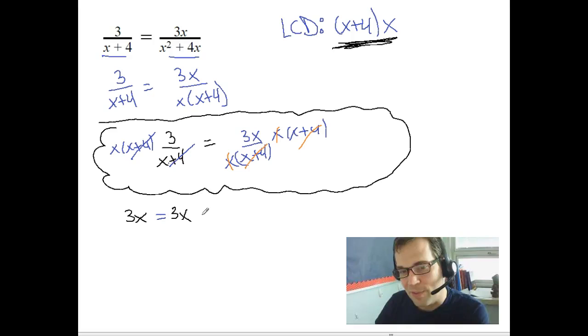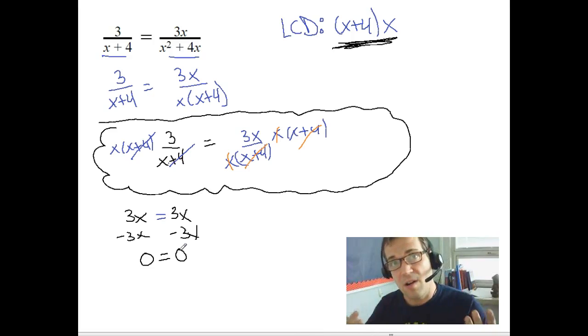And if you're going to solve this, it's a weird looking equation. This shouldn't really happen on the test or quiz, but you've seen this in Algebra 1. What happens is we want to get all the x's to one side. So I'll subtract 3x from both sides. And I get a statement 0 equals 0, and all the x's are gone.